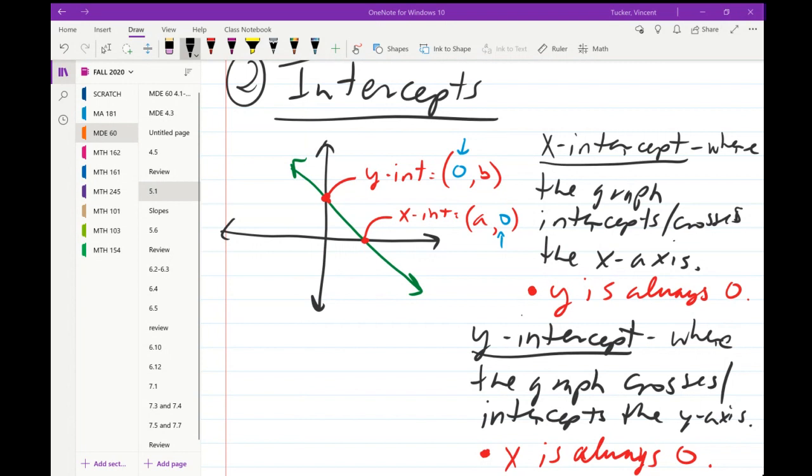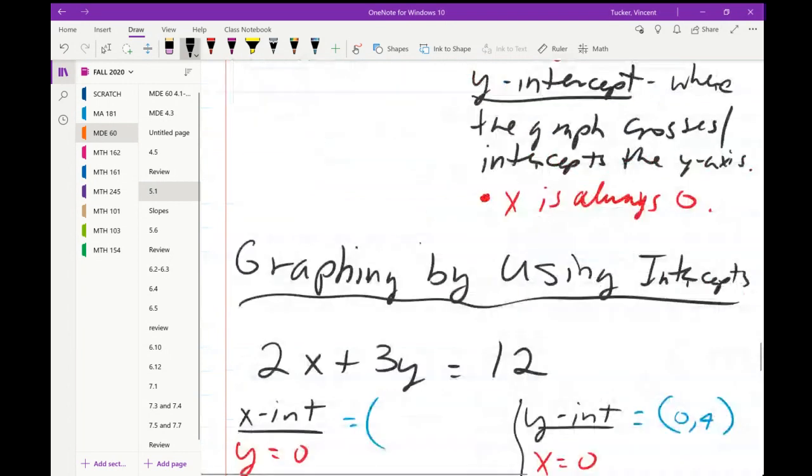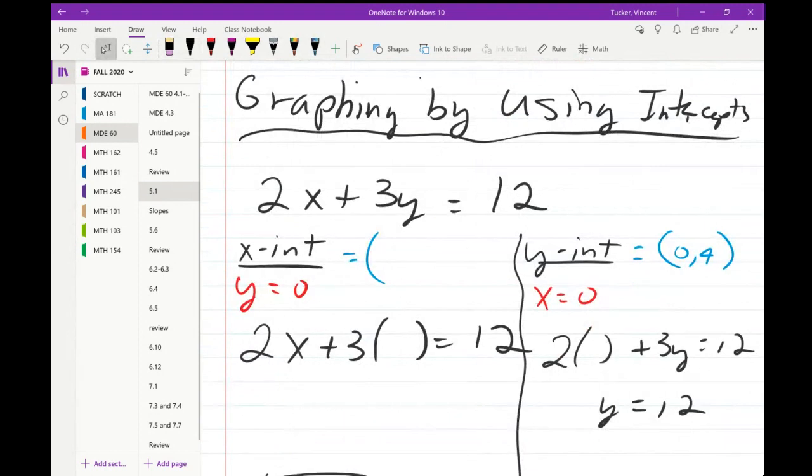All right, sounds good. Let's go to the next piece. So let's graph using the intercept method, using those intercepts. We have 2x plus 3y equal to 12.